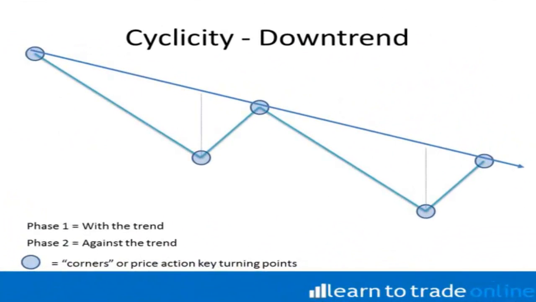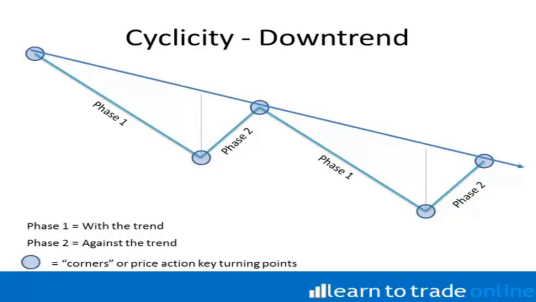Now looking at cyclicity to the downside, we have to take a mirror image. Bearing in mind that phase 1 is with the trend. So when the market was going up beforehand, phase 1 was going up. But now the overall market direction is down, phase 1 is moving down, because phase 1 is with the trend, and phase 2 is against the trend.